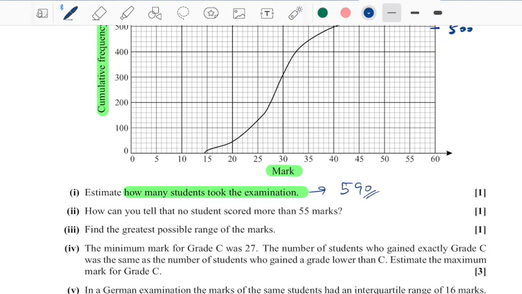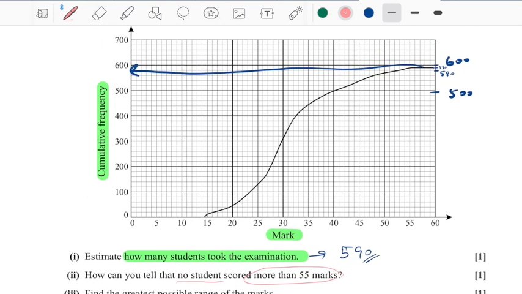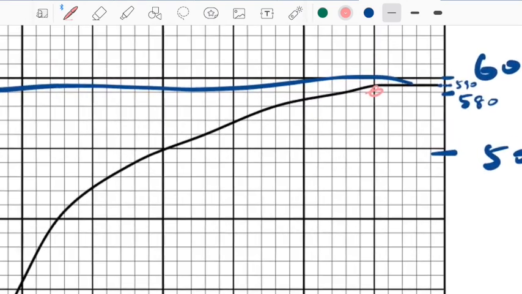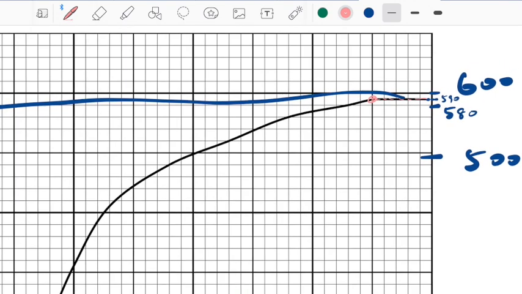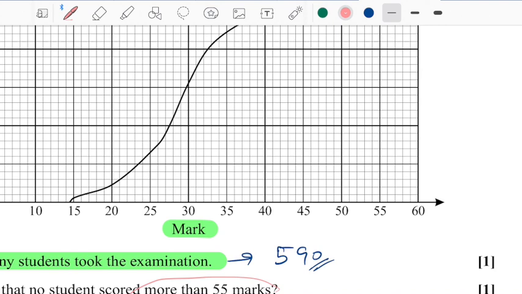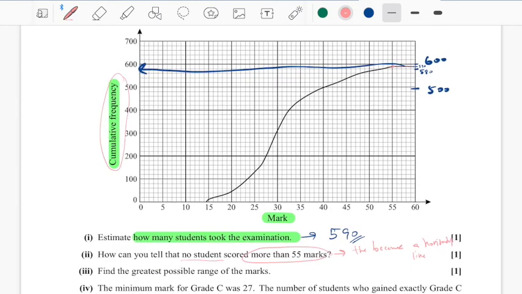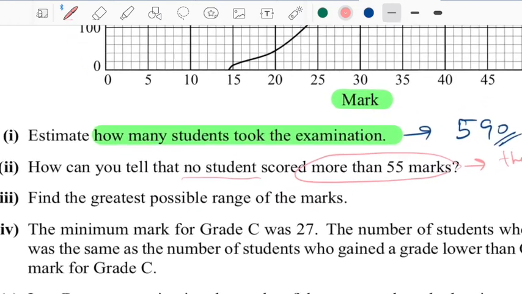All right, next question: how can you tell that no student scored more than 55 marks? You see here, the graph becomes horizontal at this point. So it means it ends here, right? So I can say that the graph became a horizontal line with no increase in cumulative frequency value.